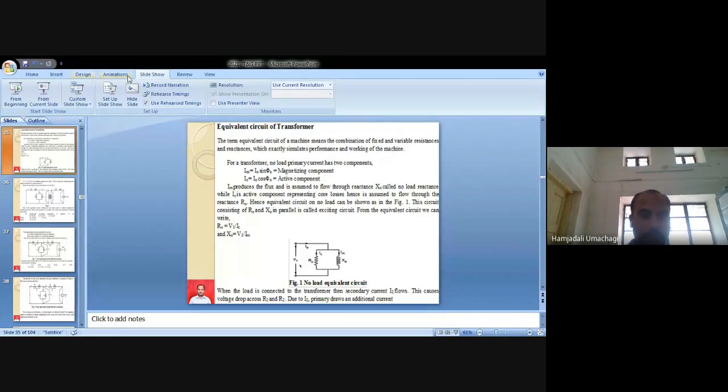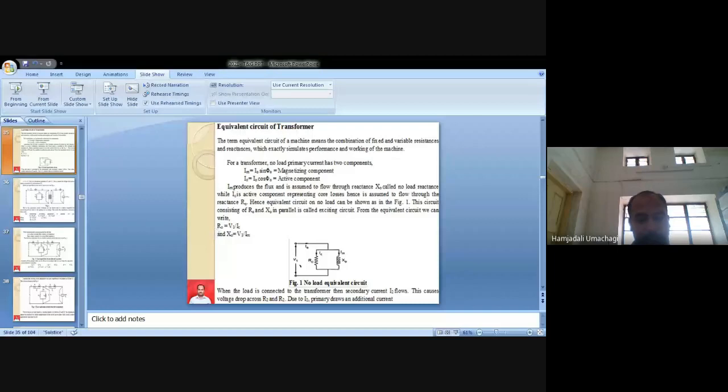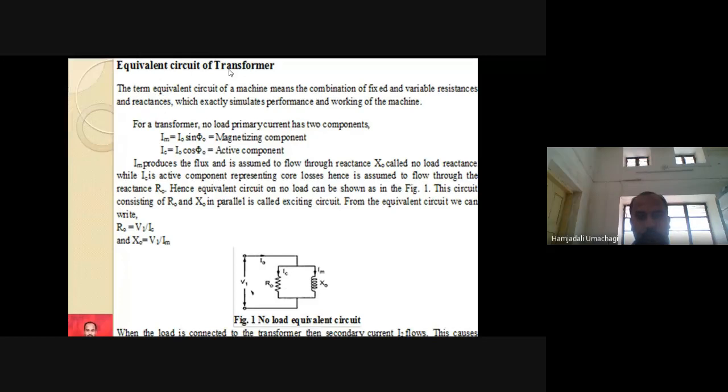So now coming back to the equivalent circuit here. This equivalent circuit has a magnetizing branch. So this equivalent circuit of the transformer has certain circuit components. Which are those circuit components?